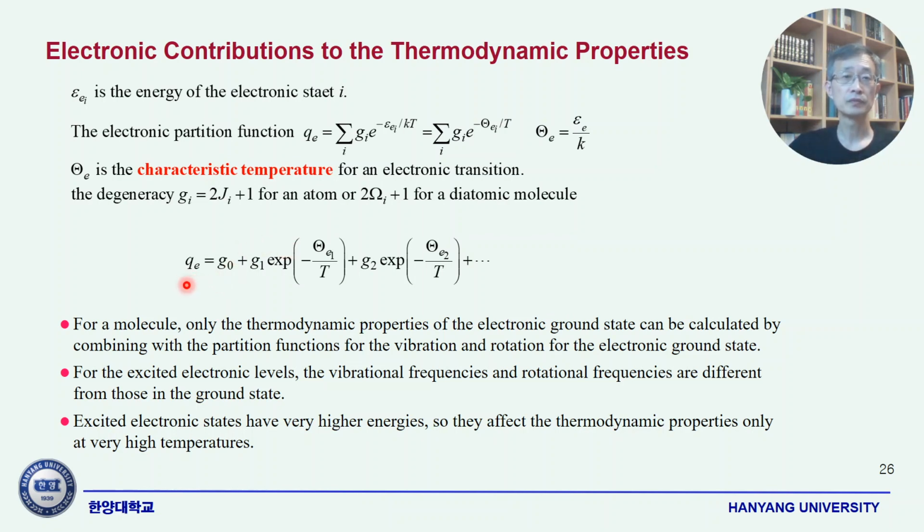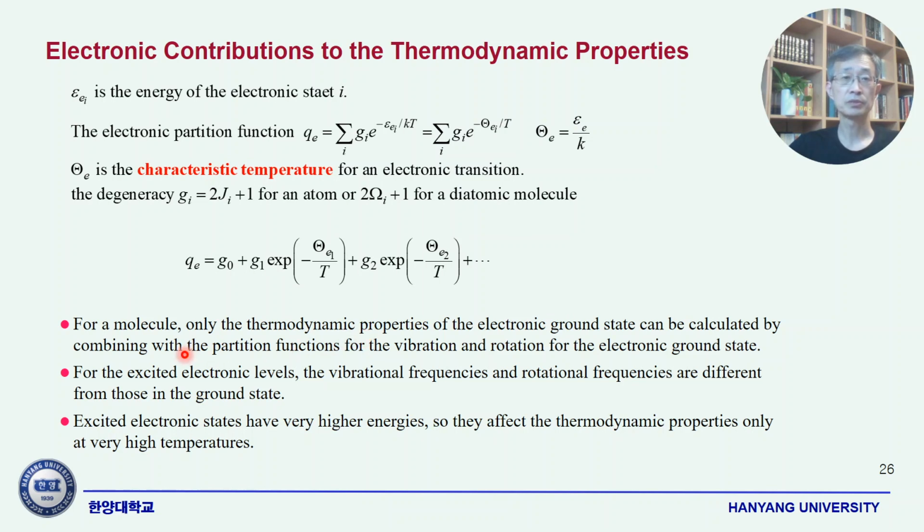So q_E, the electronic partition function, is g_0, the ground state degeneracy, where the ground state has energy 0, plus g_1 times e to the minus epsilon_E1 over kT, where epsilon_E1 is measured from above epsilon_0, which is 0. We obtain the E1 and E2 terms just like that. So g_1 is the first excited state, g_2 the second excited state, and so on.